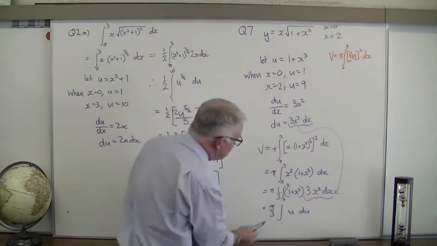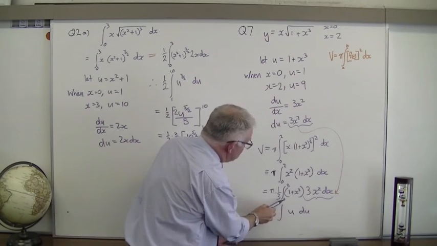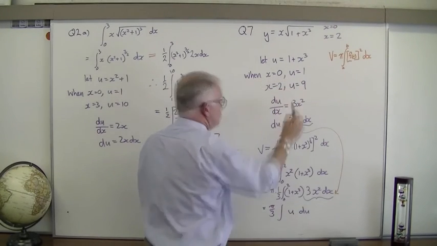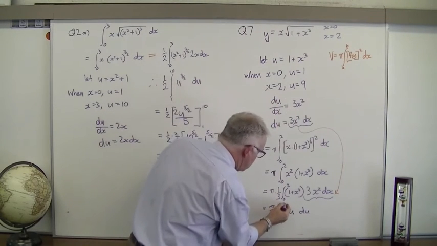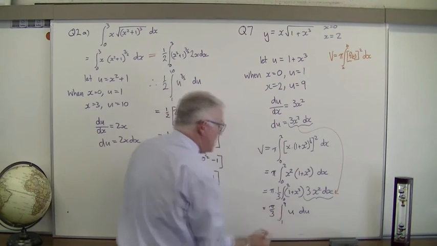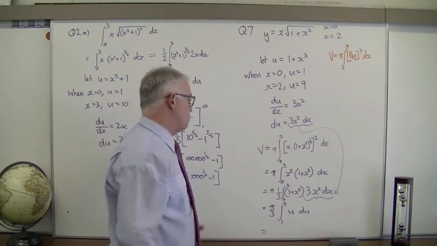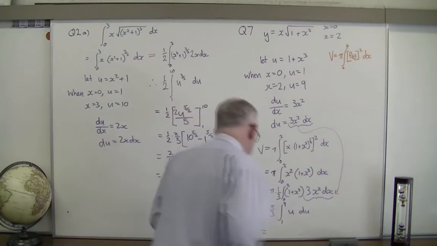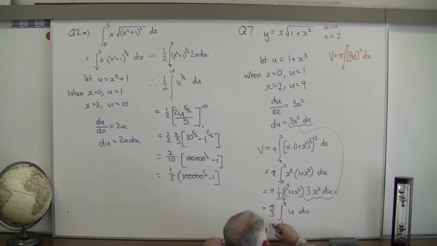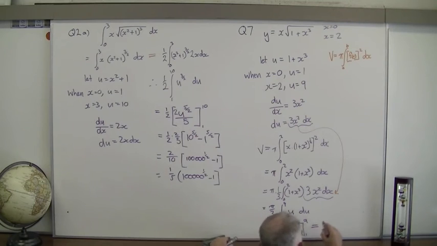Now the limits of integration with respect to u: when x was 0, u was 1, and when x was 2, u was 9. That is probably one of the simplest integrations that you'll ever have to do. That'll be pi on 3 outside of u squared on 2 with the limits of 1 to 9. Sorry that I've run out of space here a little bit.